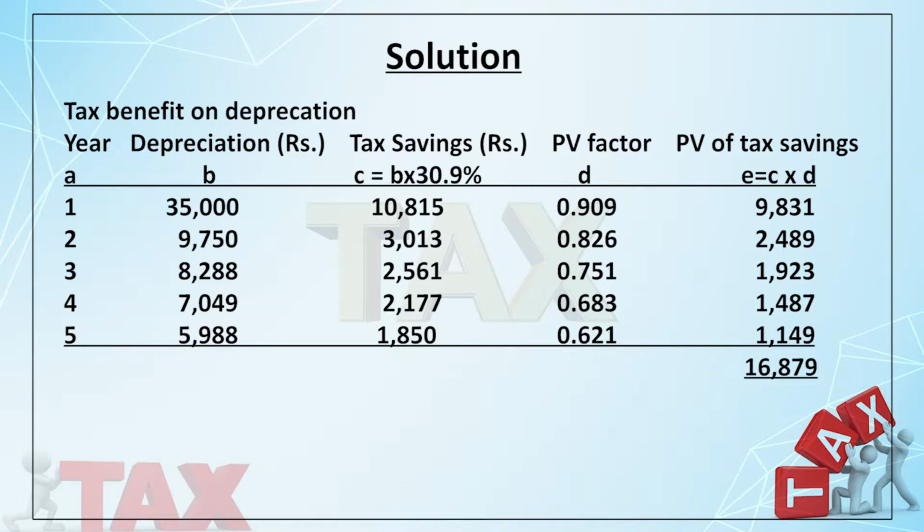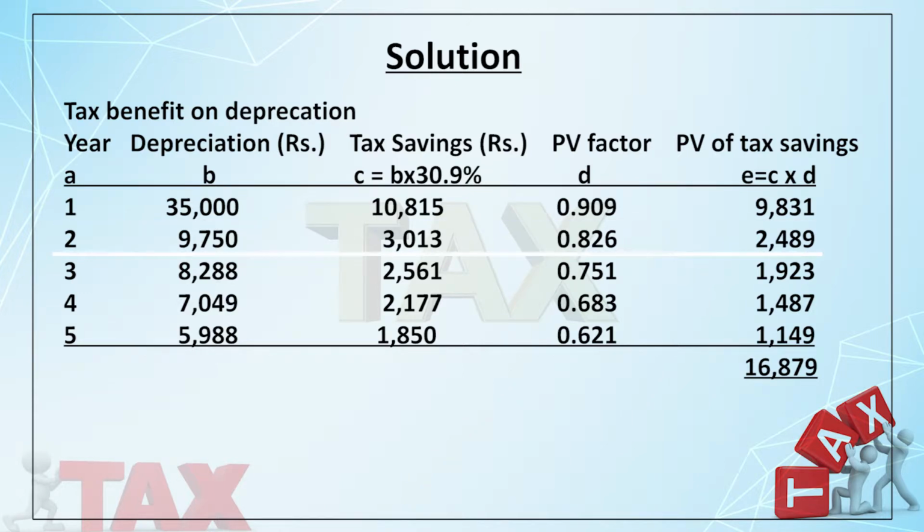So let's first calculate the tax benefit on depreciation. So how to calculate this? You know that the life of the asset is 5 years. So 1, 2, 3, 4, 5. And what is the depreciation for the first year? Normal depreciation is 15% and the additional depreciation is 20% in the very first year. So your total depreciation comes to 35%. So 1 lakh into 35% is 35,000, on which the tax rate is 30.9%. So your tax savings is 35,000 into 30.9%, which comes to 10,815. And since you are charging depreciation at the end of the year, your PV factor is 0.909 and the present value of the tax savings comes to 9831.